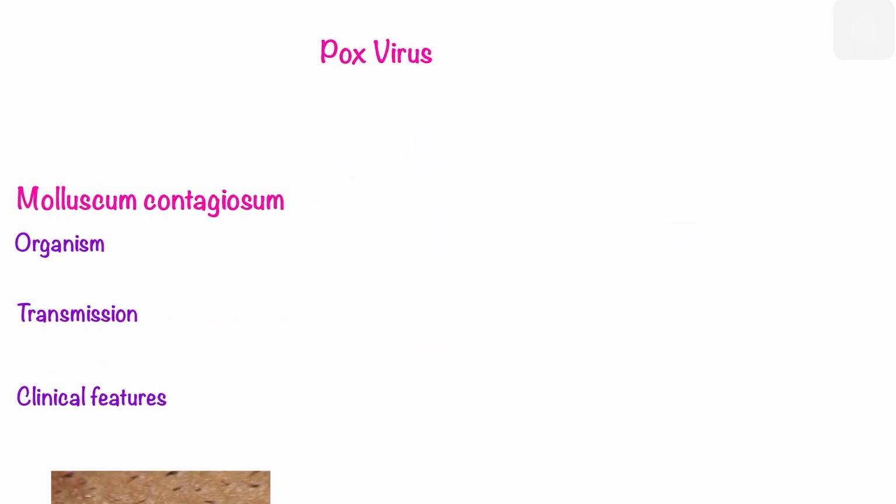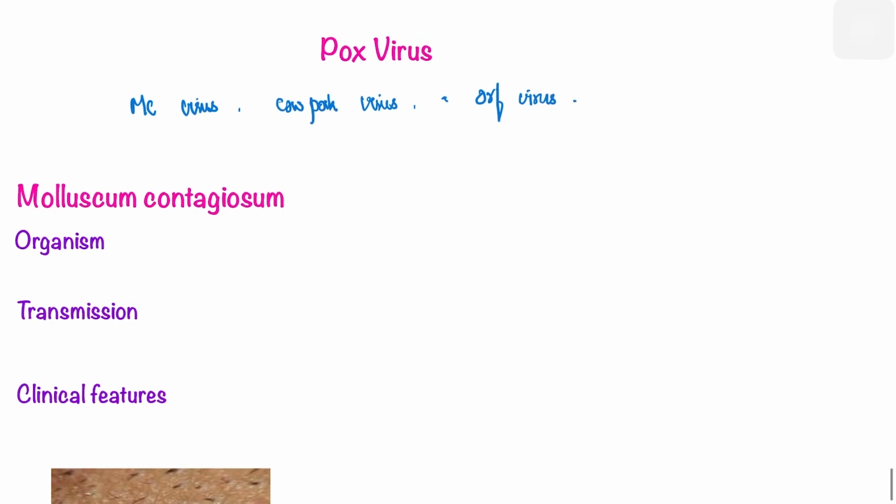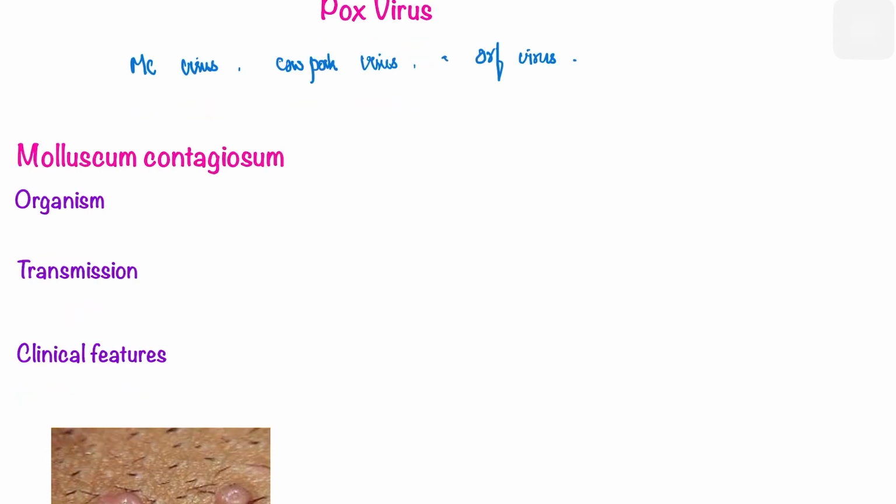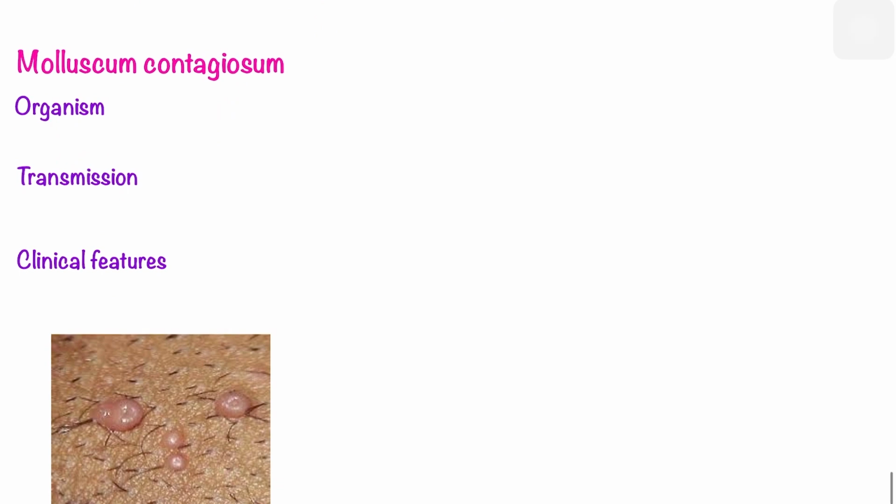Next, we'll move on to the next DNA virus which causes cutaneous infection, that is pox virus. Pox virus can be orthopox virus, parapox virus, and molluscum contagiosum virus. The most common pox virus is molluscum contagiosum virus. Other viruses include cowpox virus and orf virus. Okay, so these are the pox viruses which can cause cutaneous infections.